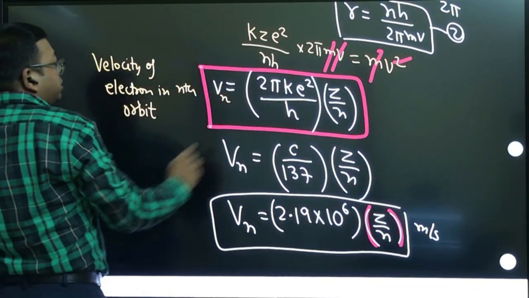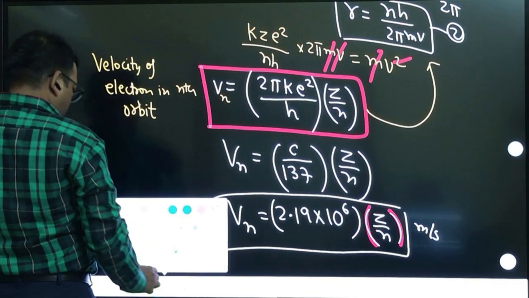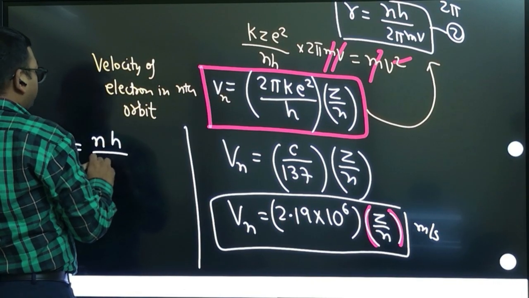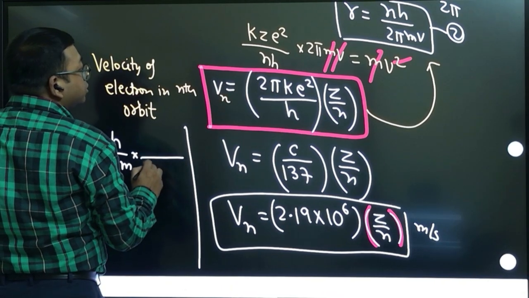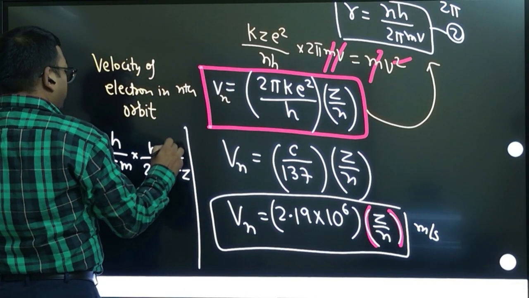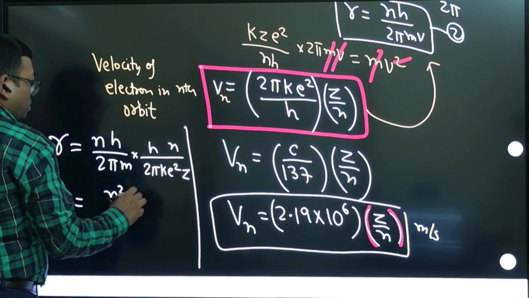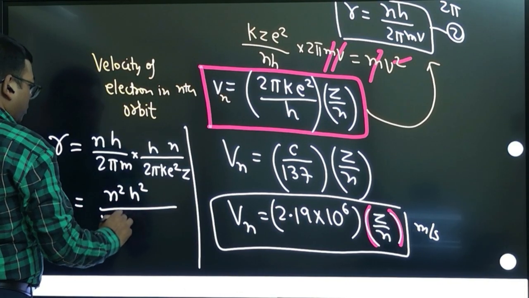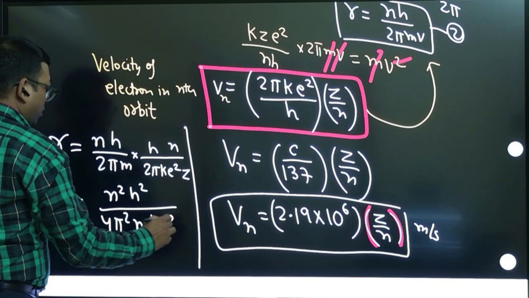Now the same thing can be now substituted in second equation to get the radius formula. So substitute this general formula here. You substitute this in radius formula and calculate radius. So radius is equal to nh by 2 pi m V. I will substitute V, 2 pi k e square z by h n comes here. So from here n square h square by 4 pi square m k e square z.